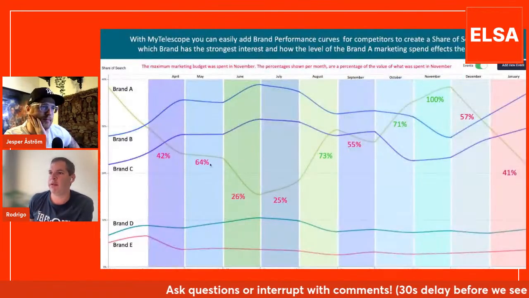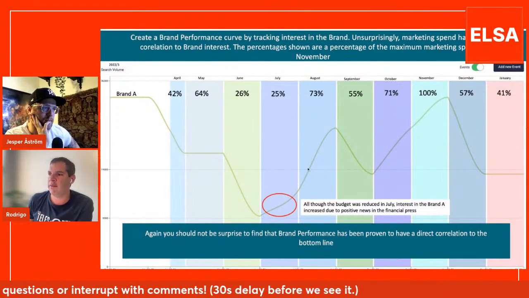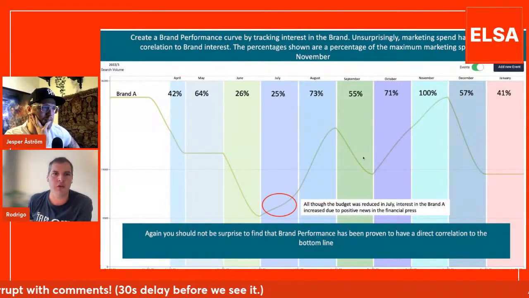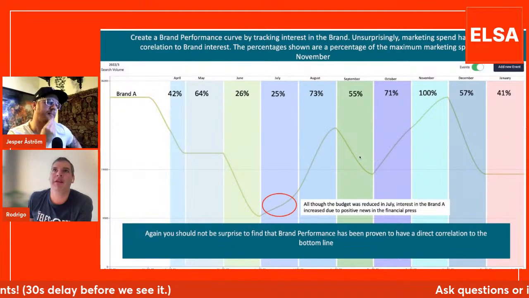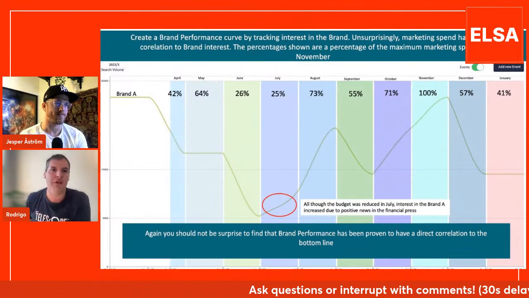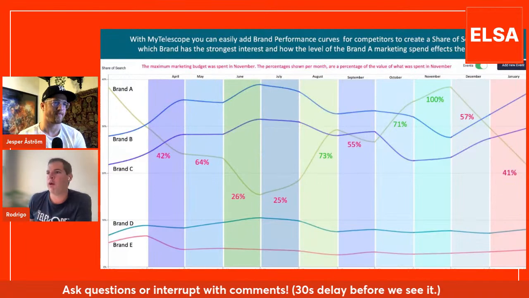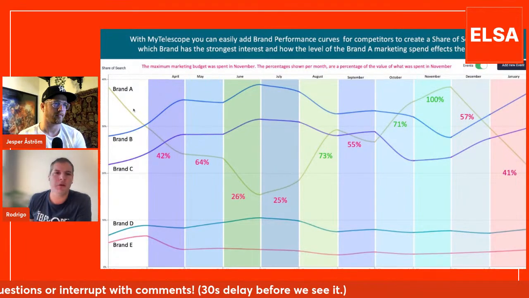And this is what happens: when you see them start to increase again, you see that they start to grow and so on and so forth. So it's something we've talked about for ages: if you put some money in, you will see growth. If you don't put money in, you will see decline. It's not that hard.